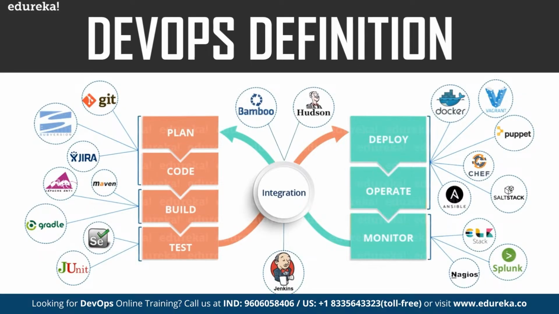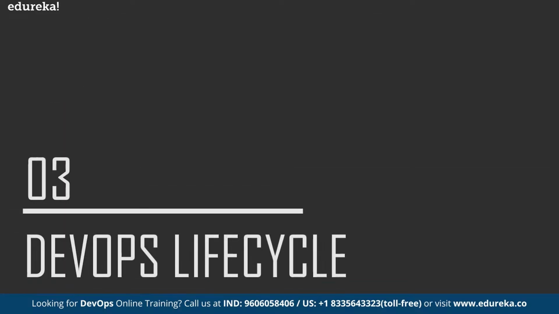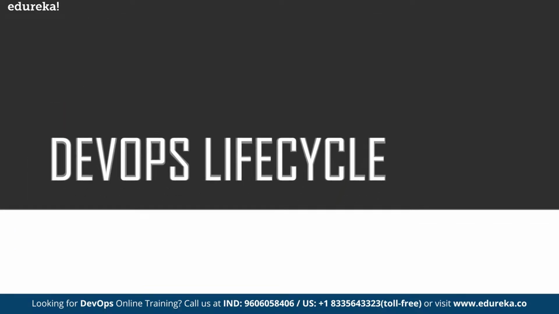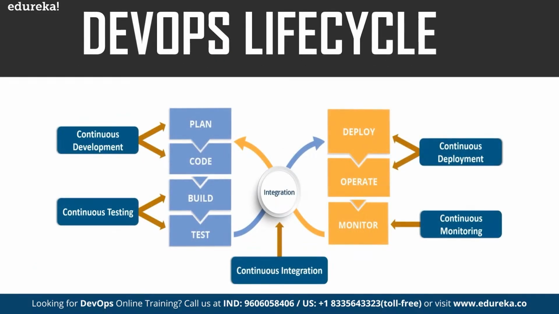As you can see in this diagram, these are the various tools that are used in DevOps. And now let us have a look at the DevOps lifecycle. As you can see in this diagram, these are the various phases of the DevOps lifecycle. That is continuous development, continuous testing, continuous integration, continuous deployment, and continuous monitoring. Now let us have a look at each of these phases one by one.